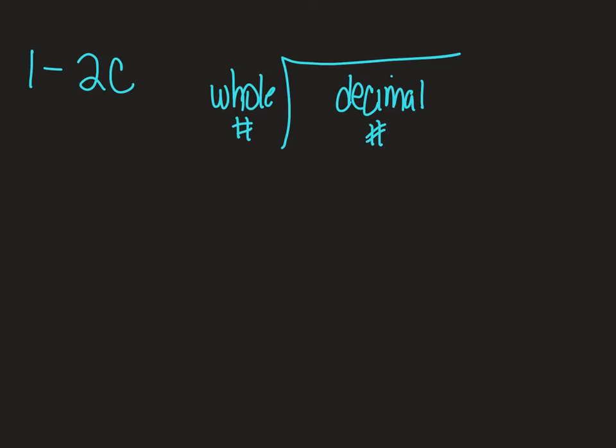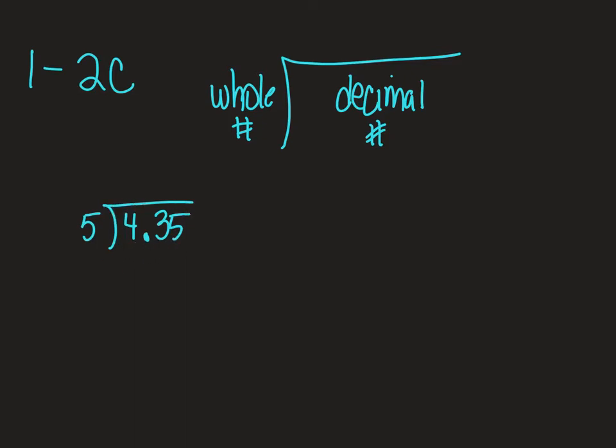Alright, welcome to today's video. It's chapter 1, lesson 2C. We're going to do some division today. We're going to divide decimal numbers by whole numbers. Alright, let's look at this example.